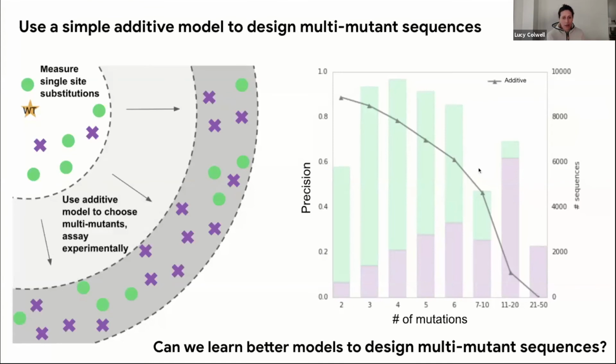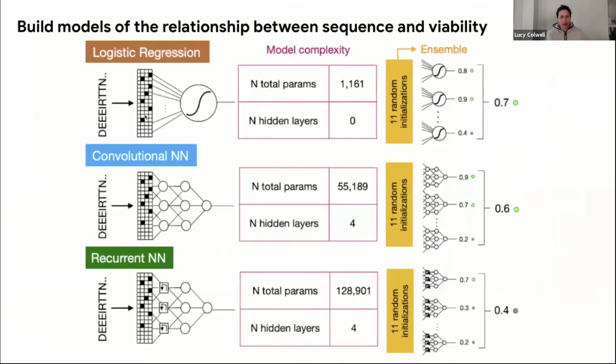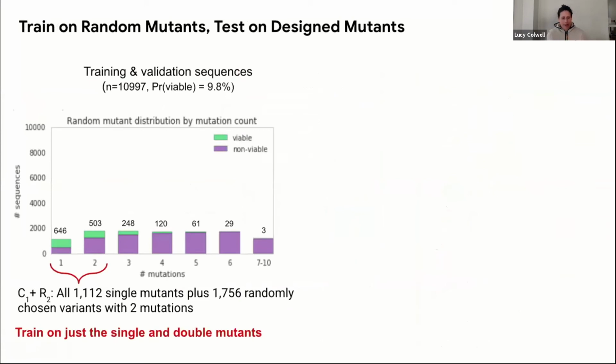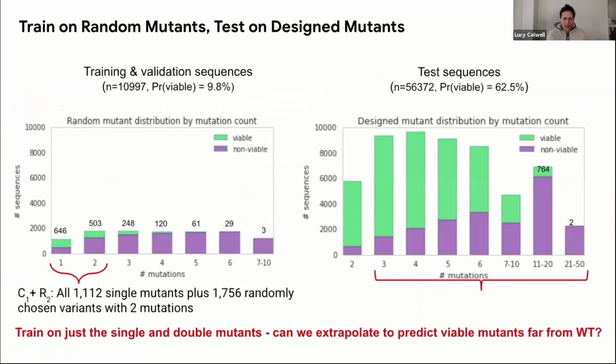that wild type sequence. We built a few different machine learning models, a very simple logistic regression model, a convolutional neural network, and a recurrent neural network. You can see the number of parameters really increases rapidly. And so we might expect the logistic regression model to do really well when it has limited training data. But we actually found, curiously, that that wasn't necessarily the case.